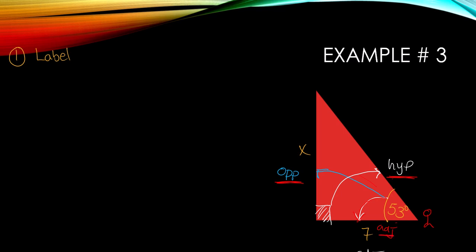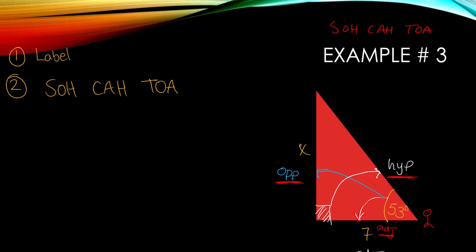Alright, so now let's figure out which ratio we are going to use. We have 3 ratios of SOH CAH TOA. Every time you do a question, write down SOH CAH TOA at the very top. You can write it down here. Okay, easy to see.